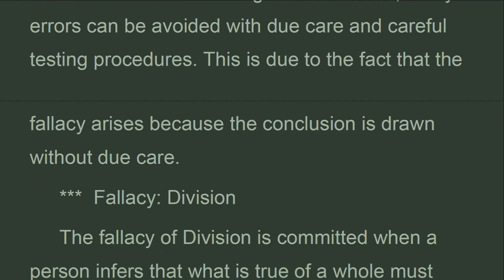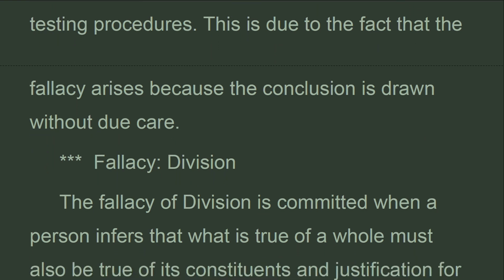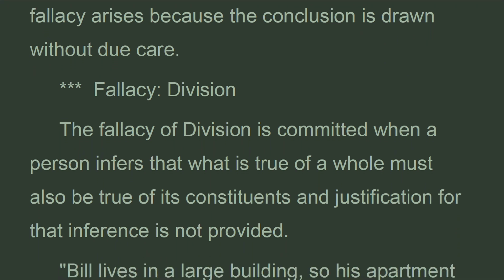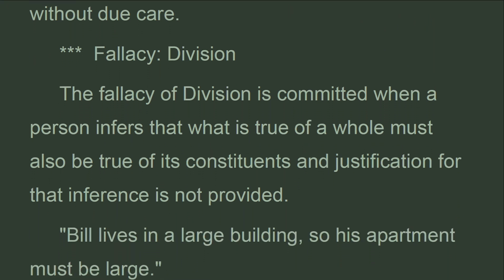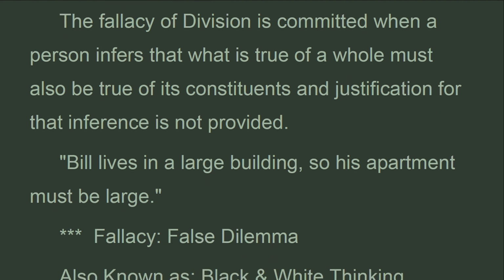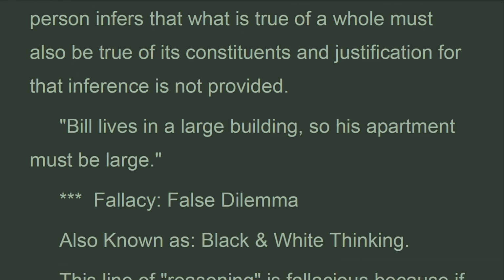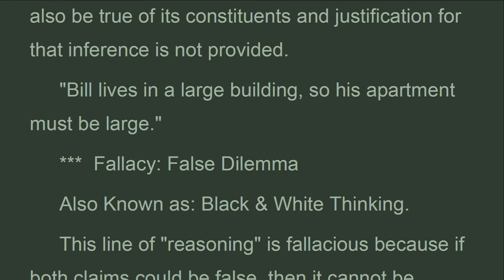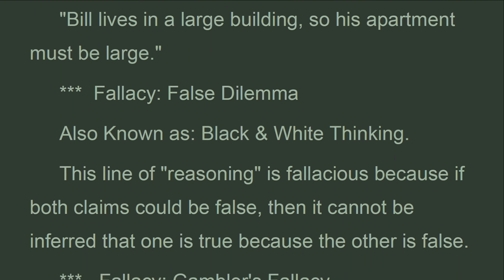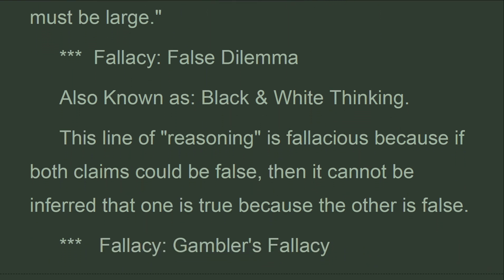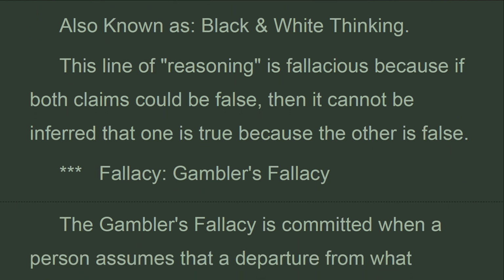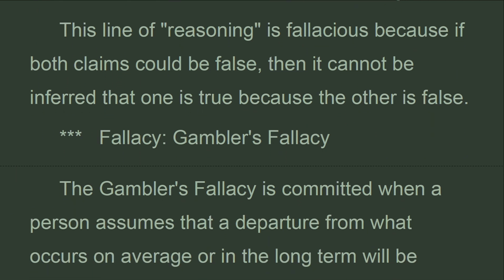Fallacy: Division. The fallacy of division is committed when a person infers that what is true of a whole must also be true of its constituents and justification for that inference is not provided. Bill lives in a large building, so his apartment must be large. Fallacy: False dilemma. Also known as black and white thinking. This line of reasoning is fallacious because if both claims could be false, then it cannot be inferred that one is true because the other is false.